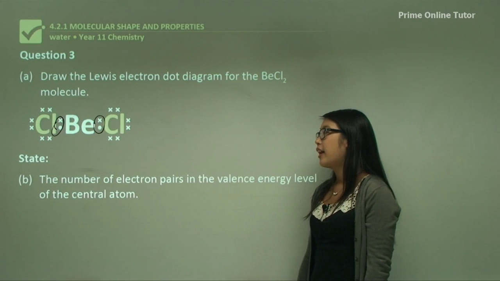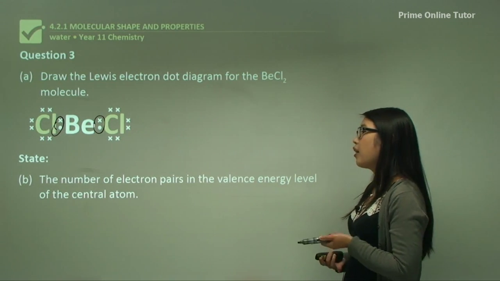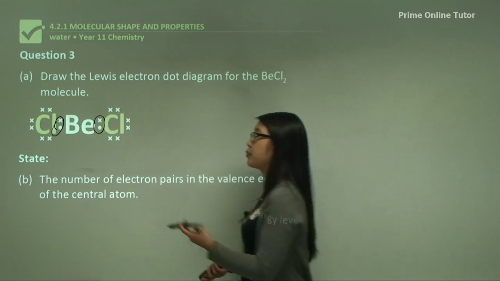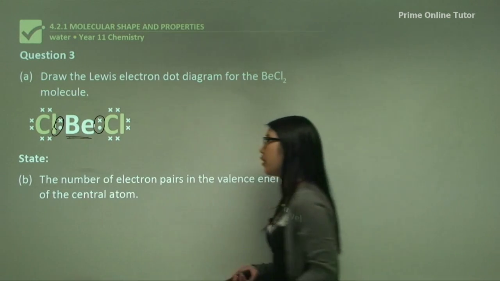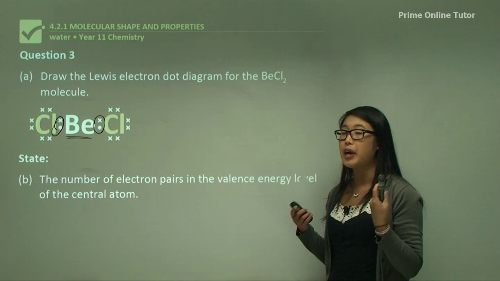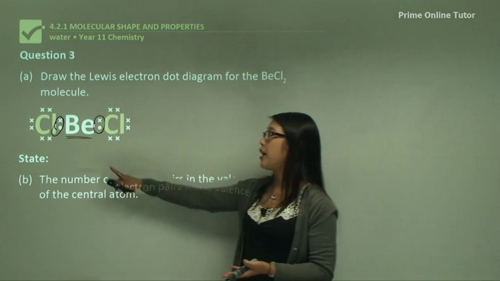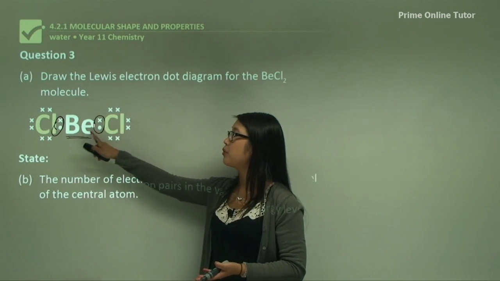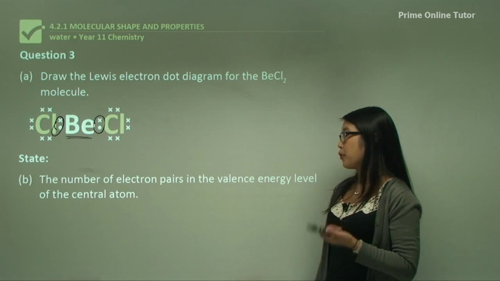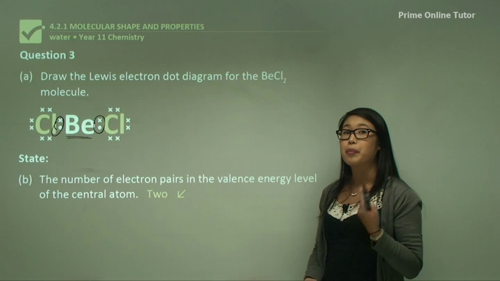So next, we need to state the number of electron pairs in the valence energy level of the central atom. So the central atom is the one in the middle, and it's the beryllium. So in the valence energy level, that's the bonding level. So that's the outermost shell. In the central atom, we have 1, 2, 3, 4 electrons involved in bonding. And therefore, we have 2 pairs because there's only 4.